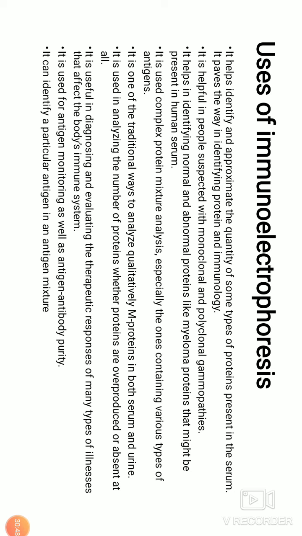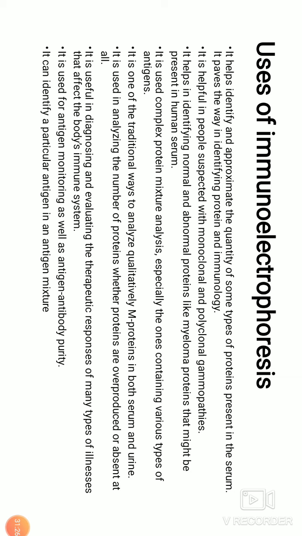So uses: it helps identify and approximate the quantity of some types of proteins present in serum. It is helpful in people suspected with monoclonal and polyclonal gammopathies. It helps in identifying normal and abnormal proteins like myeloma protein that might be present in human serum. It is used for complex protein mixture analysis, especially ones containing various types of antigen.